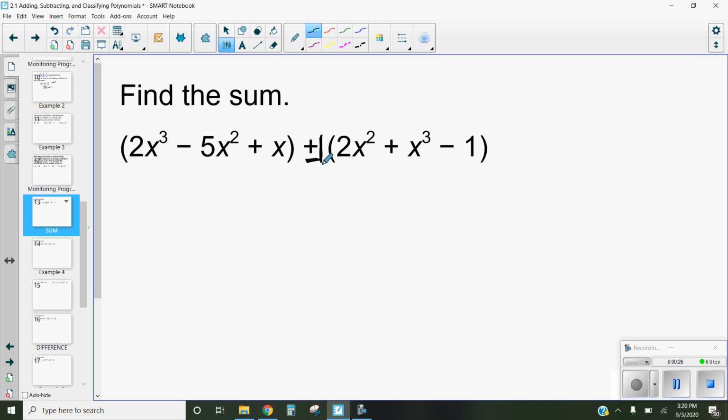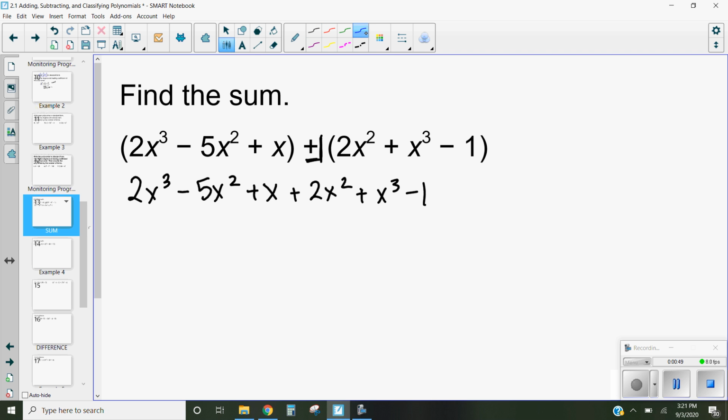So I can get rid of those parentheses, and I have 2x to the third minus 5x squared plus x plus 2x squared plus x cubed minus 1. Now, this is not in standard form. What I want to do is write this in standard form, meaning that everything that has the same degree is going to be next to each other.